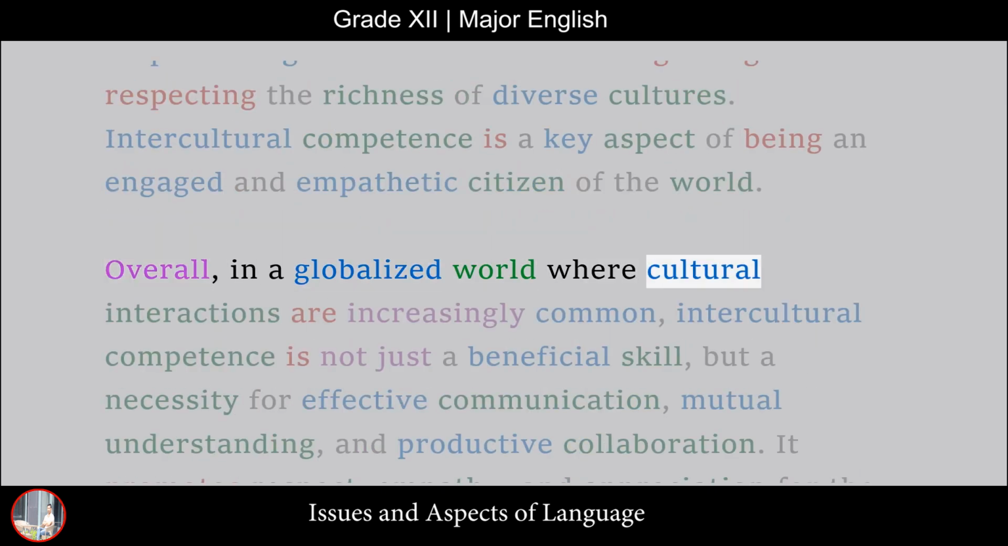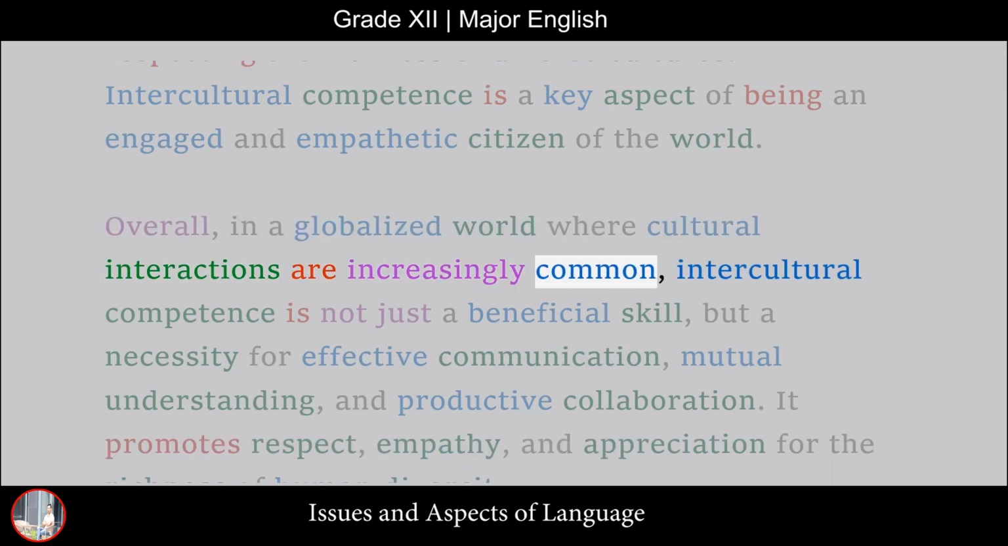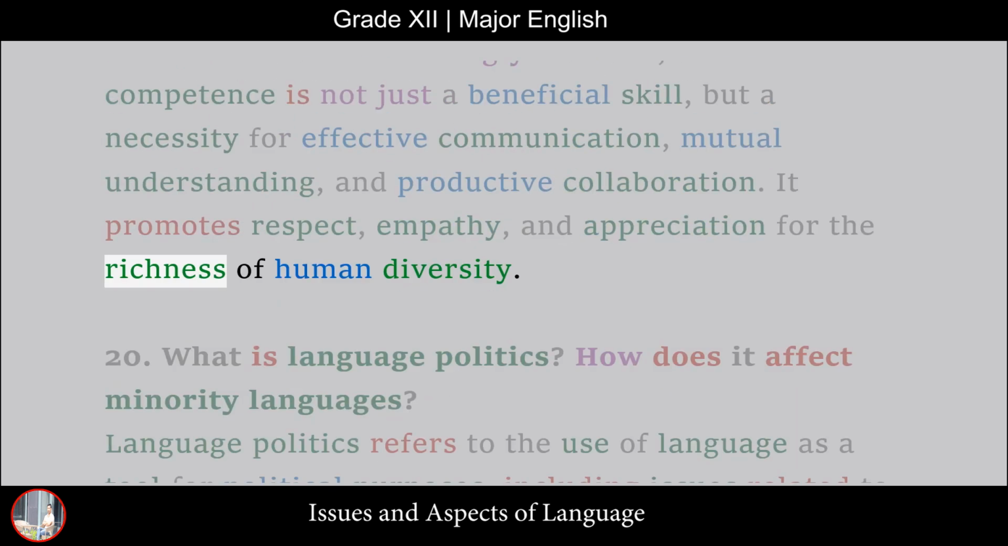Overall, in a globalized world where cultural interactions are increasingly common, intercultural competence is not just a beneficial skill, but a necessity for effective communication, mutual understanding, and productive collaboration. It promotes respect, empathy, and appreciation for the richness of human diversity.